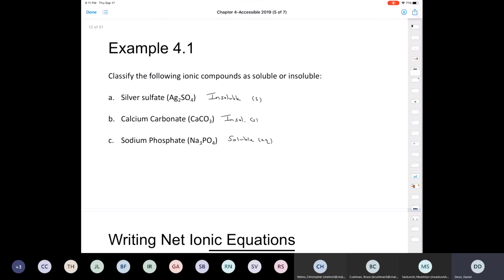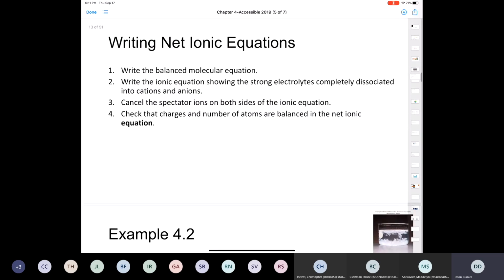All right, let's move on from there and talk about writing those net ionic equations like I just looked at. I tried to walk you through it before and explain how it worked, but now I want to take a hard look at the actual rules you can use if you're ever stuck when you're trying some practice problems at home. You're like, what are the rules for writing net ionic equations? Well, the first thing is always to start with a balanced molecular equation.